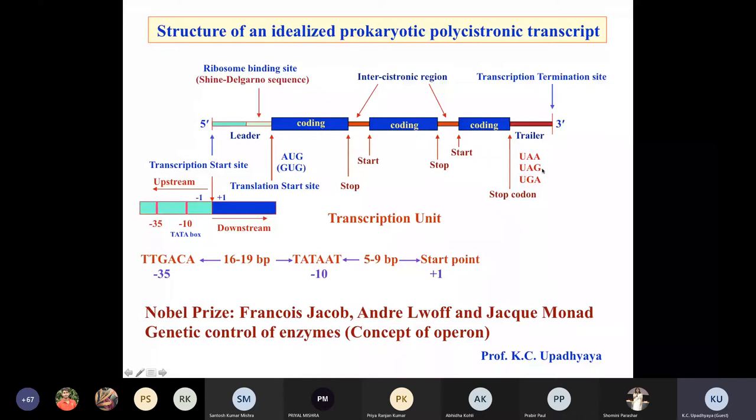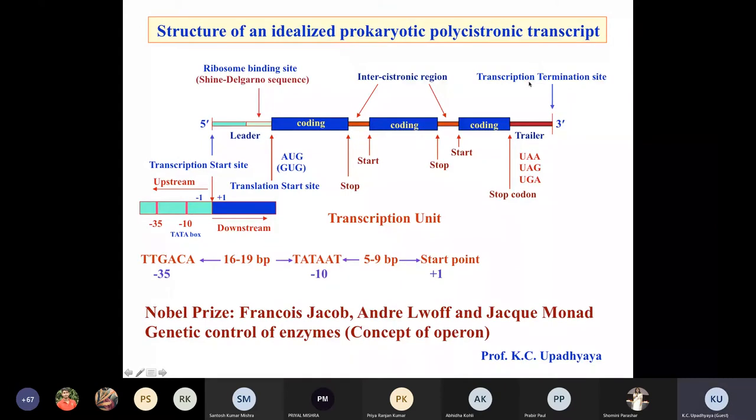The sequence before the translation start site, between the transcription start site and the translation start site, is called the leader sequence. And then you have a trailer sequence, which is downstream of the stop codon of the system.